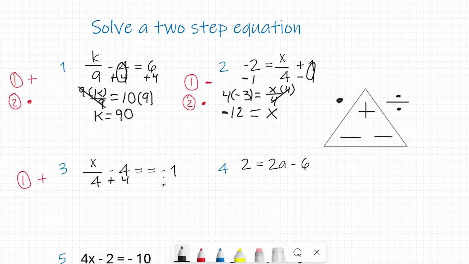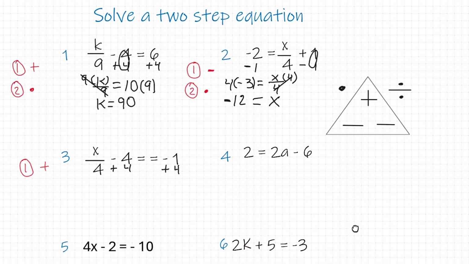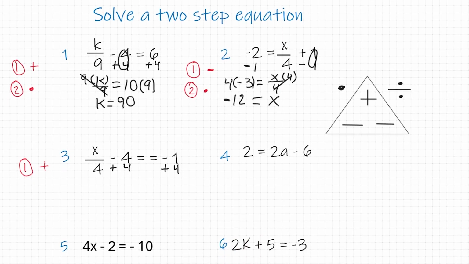Whatever you do to one side of the equal sign, you do it to the other side, adding 4. Okay. So then the next step, what I want to do now is add this up. Can you see that they will cancel each other out?